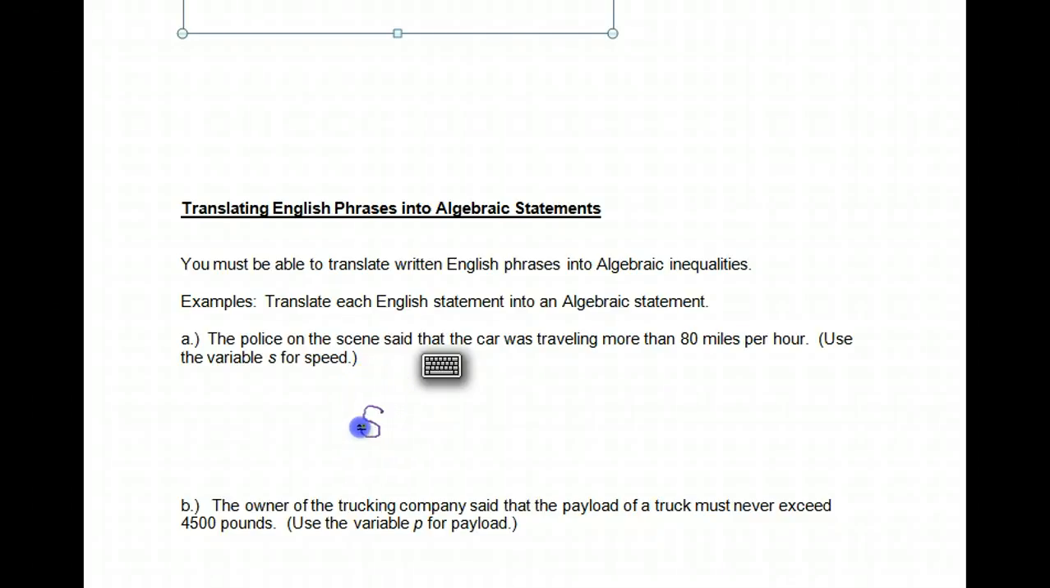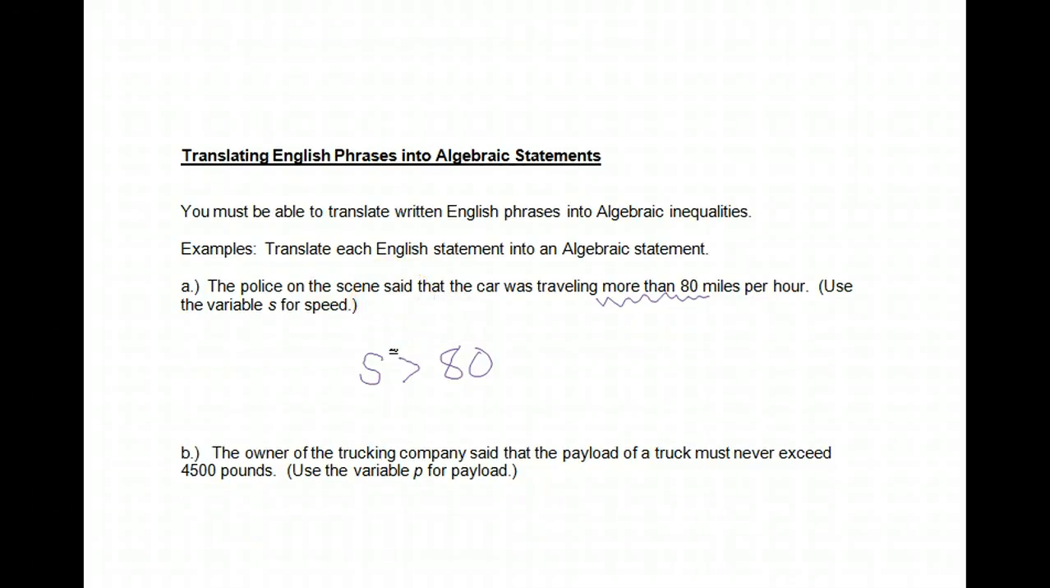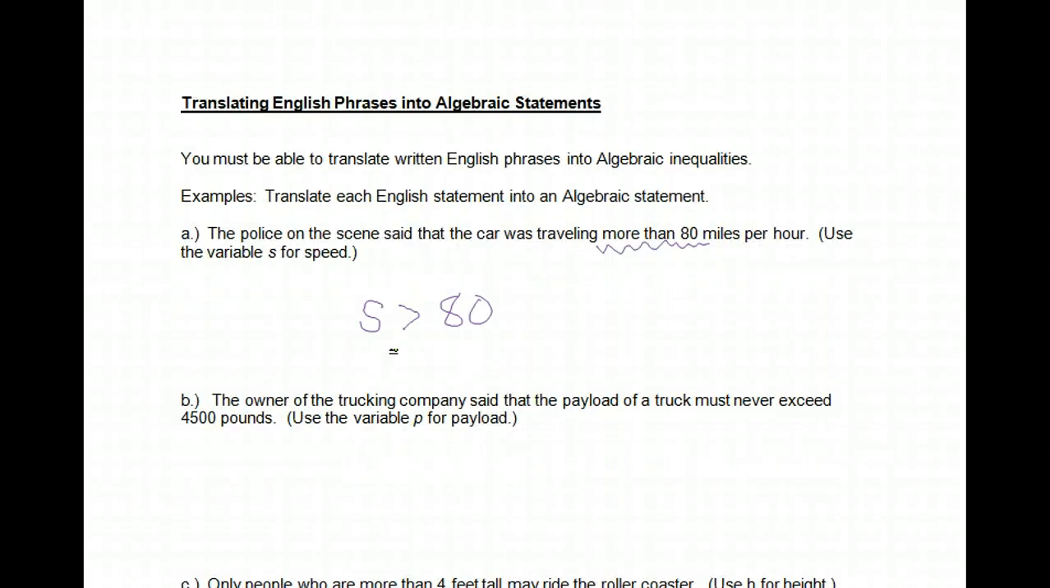How would we use an inequality to represent this real-life situation? We know that we're using the variable s, and we know that the car was going more than 80 miles an hour. More than would translate into is greater than, because that car's speed is greater than 80 miles per hour. s is greater than 80.